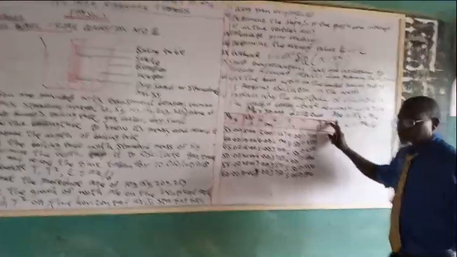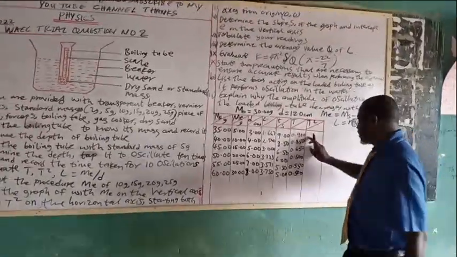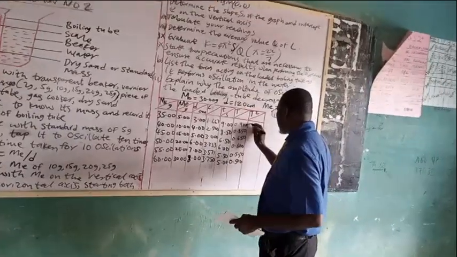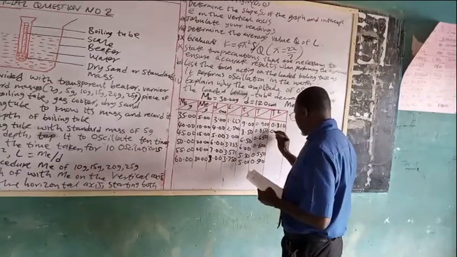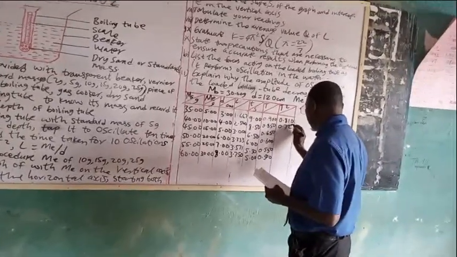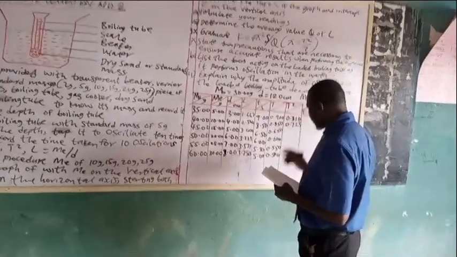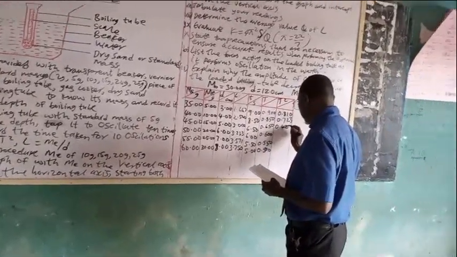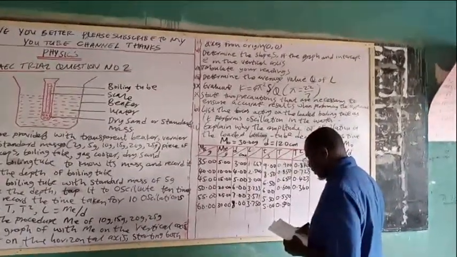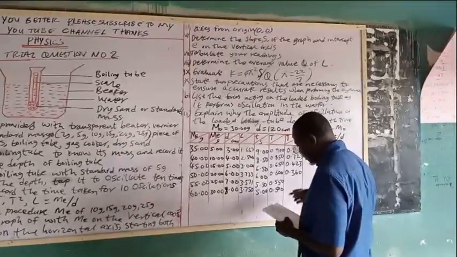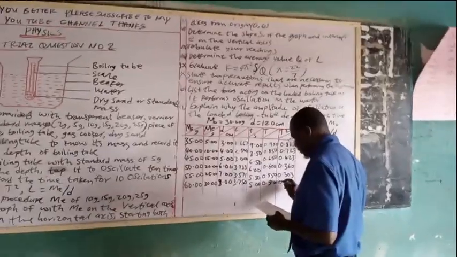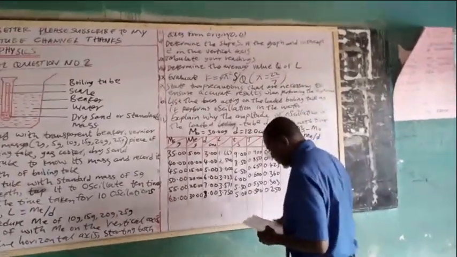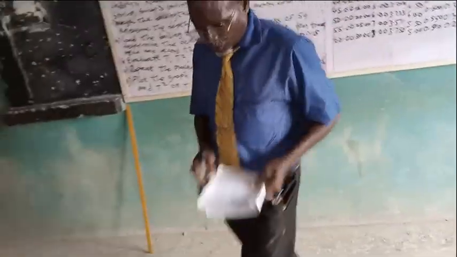Now, to get t squared, we are going to square this. 0.9 times 0.9 will give us 0.810. 0.85 times 0.85 give us 0.723. 0.65 times 0.65 give us 0.423. 0.6 times 0.6 give us 0.360. 0.55 times 0.55 give us 0.303. 0.5 times 0.5 give us 0.250.